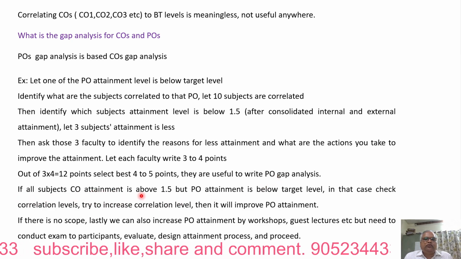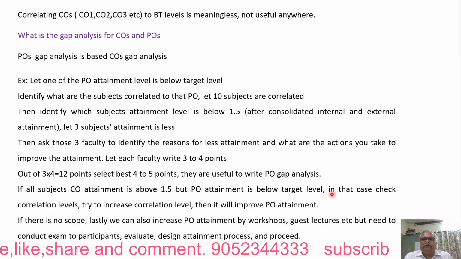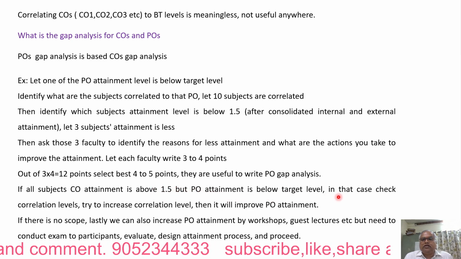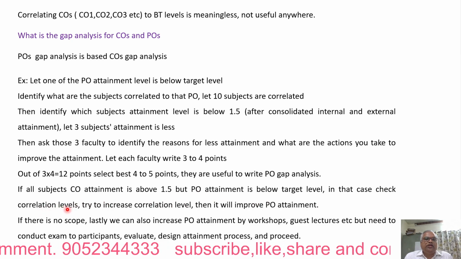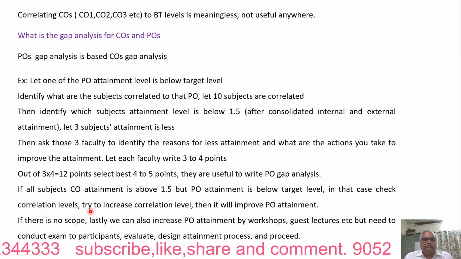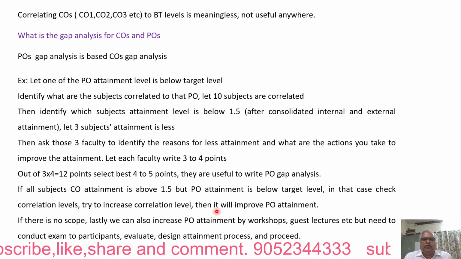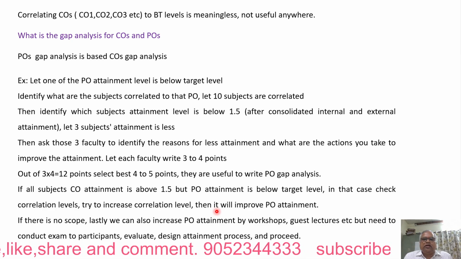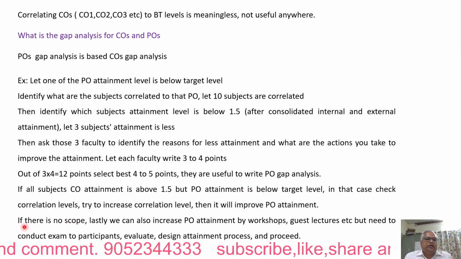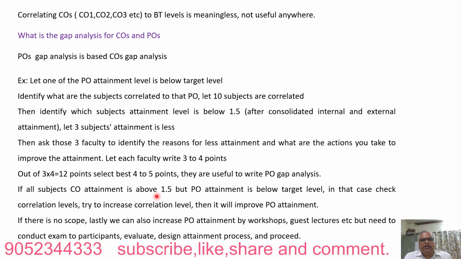If all subjects' CO attainment is above 1.5, but PO attainment is below target level, so we are not identifying any faculty, all are above 1.5, then in that case what to do? Check correlation levels. If the correlation levels, most of them are 1, even though attainment is on the better side, then that also reflects on the PO attainment. So see that correlation numbers are around 2 and 3, not 1.